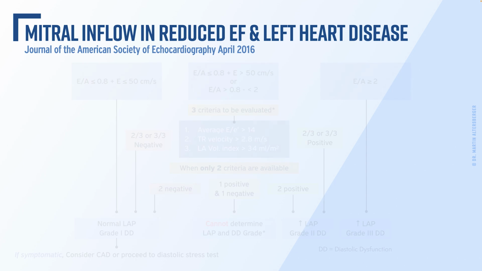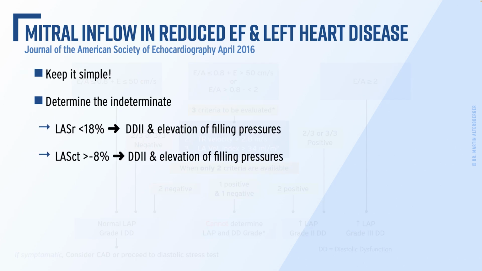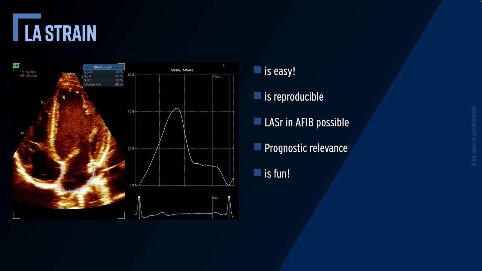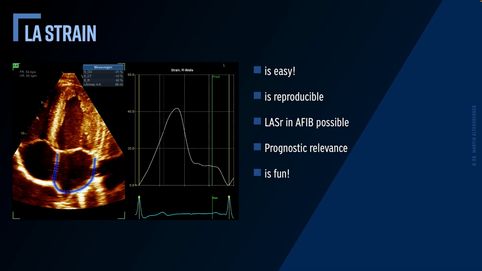To summarize, let's keep it simple. To determine the indeterminate, a left atrial strain reservoir phase below 18: filling pressures are likely elevated. The contraction strain above, so more positive than -8%: elevation of filling pressures is likely when we determine the indeterminate. Left atrial strain, again, this is a case of a patient.